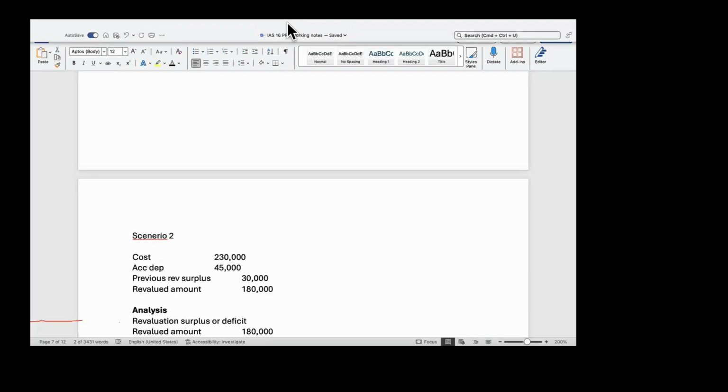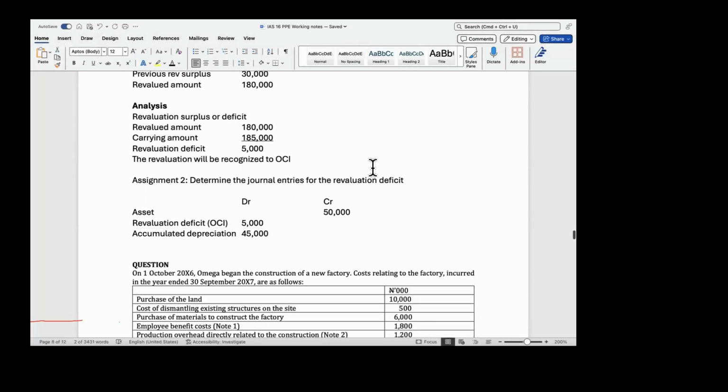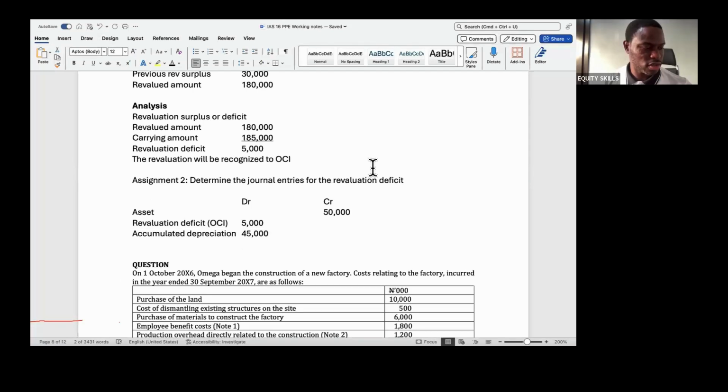Sir, please help us just extract this correction and let us have it separately, please. Correction to the assignment. Let us have it separately, sir. Okay, noted. Noted. I'll do that.